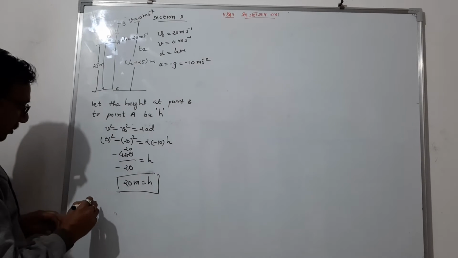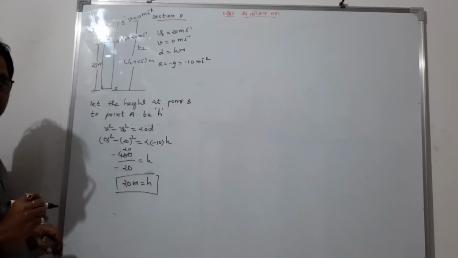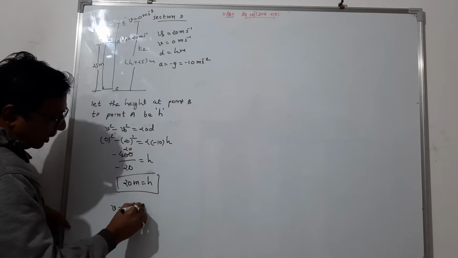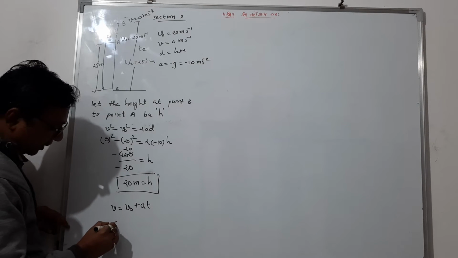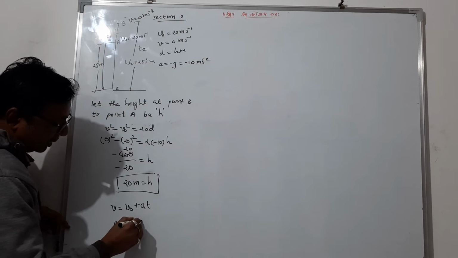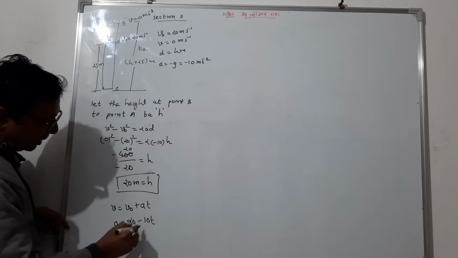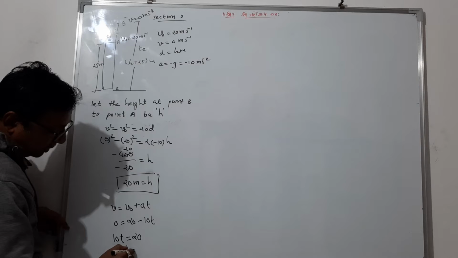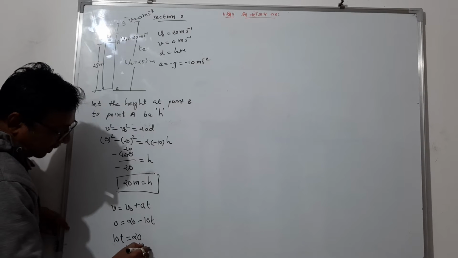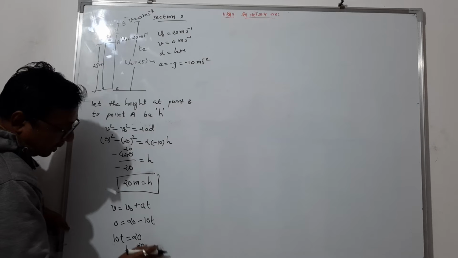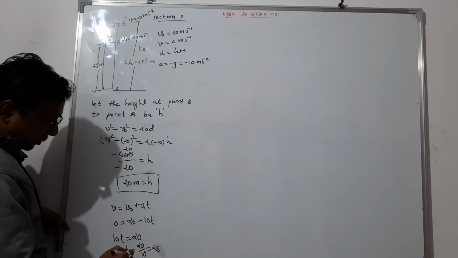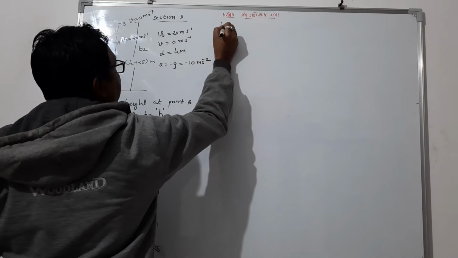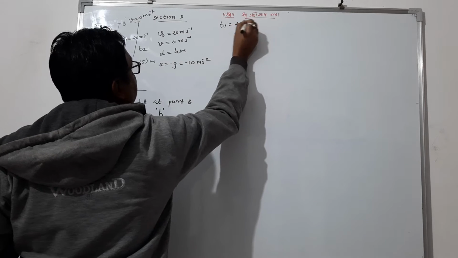Clear? Now to reach at this place, here v is equal to v0 plus at. You know that the final velocity is equal to 0. This is minus 10t. So minus 10t will come to this side. It is 20. So t is equal to 20 divided by 10 is equal to 2 seconds. So this is your t1. So you got the value t1 is equal to 2 seconds over here.